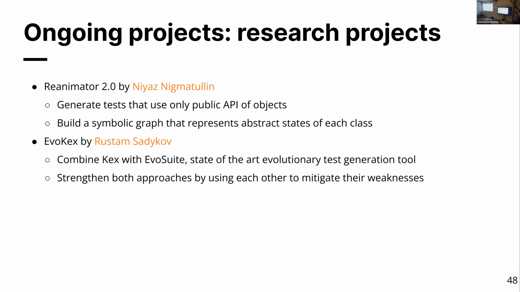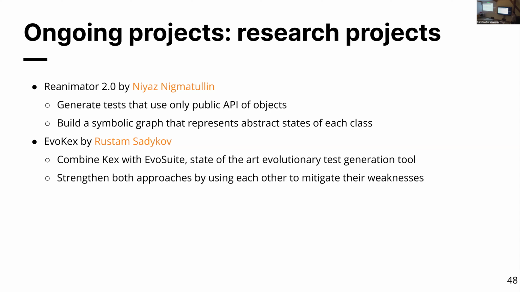And a couple of projects that I think can go into this more pure research area. The first one is actually finished currently, a project by Nias. The idea of the project is to try to generate tests that use only public API objects to create them. It's a really complicated task. It's actually undecidable in the general case, but in some cases we can try to do something, and we wrote an approach based on symbolic graphs. We developed an approach and tested it quite thoroughly, and in some example test cases it can work, but unfortunately it's not usable in the real world. So currently this is the state of the project.